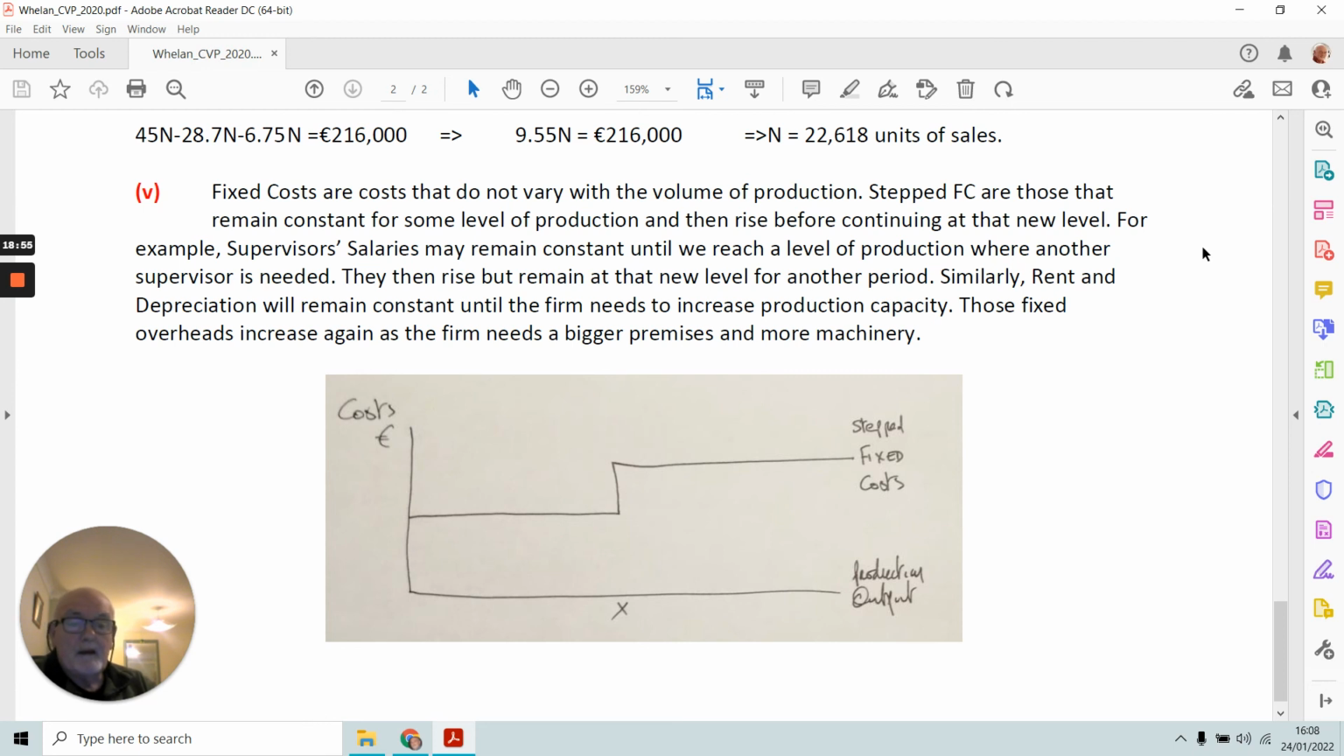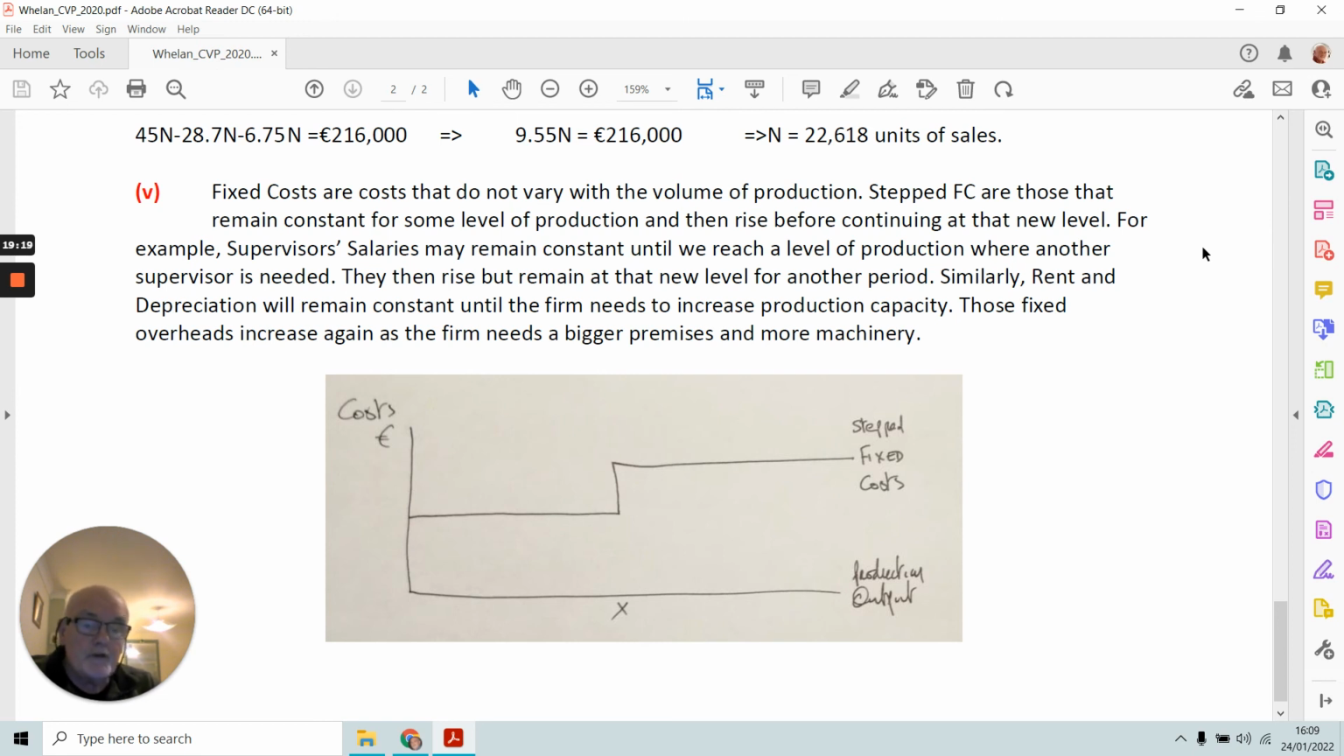Stepped fixed costs are those that remain constant over some level of production, and then they rise before continuing again at their new level. For example, in a factory, the level of production you have at the moment might require 1 or 2 supervisors or whatever it is. So therefore something like supervisors' wages would be a fixed cost.